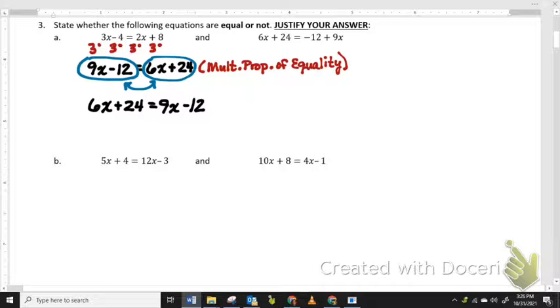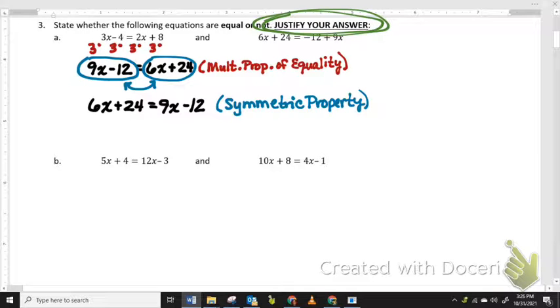When I switch sides like that, that is the symmetric property, or you could call it the reflexive property. Symmetric, it's the same on both sides. That's why I can do that. That's what symmetry means. So I'm just writing down my properties that I'm using so that I can justify my answer.